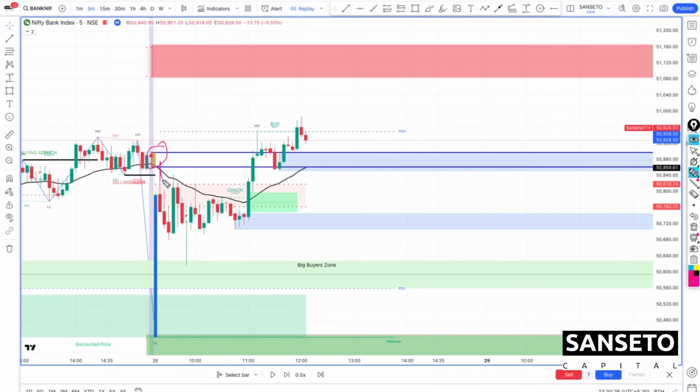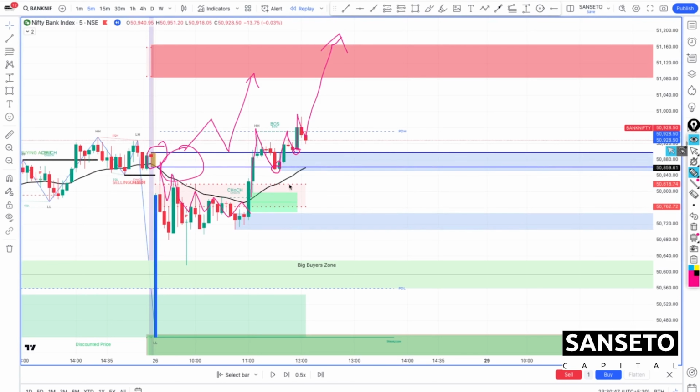See here, so far this acted as a resistance, right? Now once this area has been crossed, as I told you, this can become a support. So now this area has been crossed, it came back again, it took a support, it went, it came back again, it is taking a support again. This is the possible target.